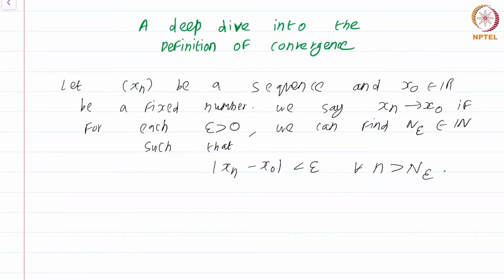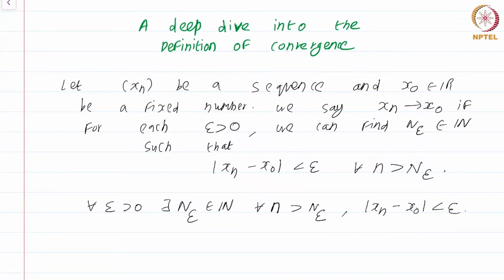Okay. Now, the order of the quantifiers in this definition is extremely important. To see this, let's first rewrite this definition in logical symbolism. For each epsilon greater than 0, there exists N_epsilon in N such that for all n greater than N_epsilon, |x_n - x_0| < epsilon.